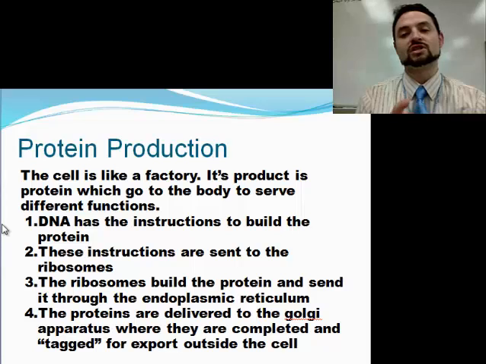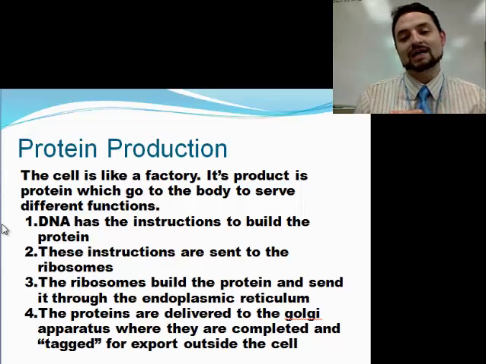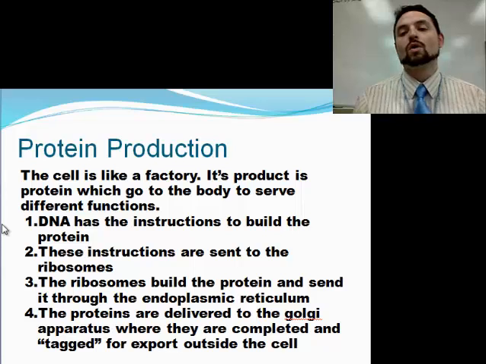These instructions are sent to the ribosomes. Then the ribosomes build the protein and send it through the endoplasmic reticulum. Finally, it will be packaged in the Golgi Apparatus, where they're completed and tagged to export outside the cell to go to do whatever it does if it's leaving the cell. If it's staying in the cell, we're going to skip a couple steps. We're not going to put it in the endoplasmic reticulum. We're not going to send it through the Golgi Apparatus. We're just going to make it in ribosomes that float around in the cytoplasm.